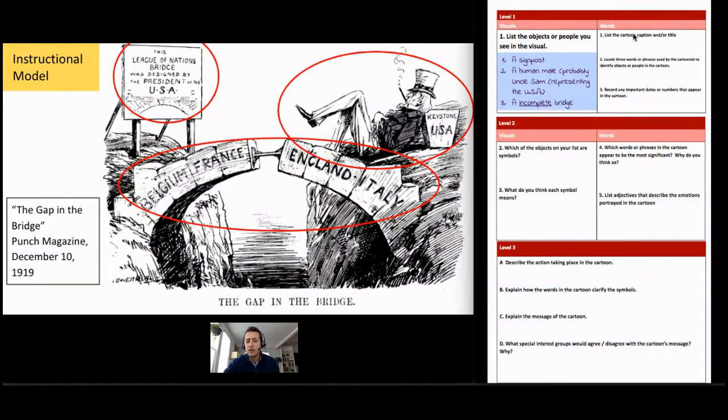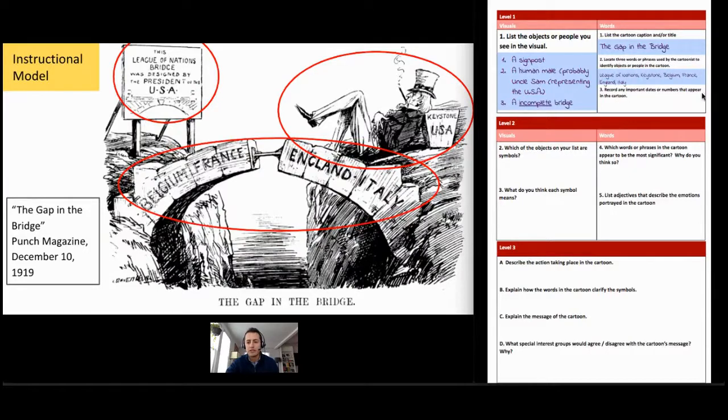Then the cartoon analysis sheet asks me to list the cartoon caption or title. And so the title of this is The Gap in the Bridge, and it asks me to locate 3 words or phrases used by the cartoonist to identify objects or people in the cartoon. There's a lot of words, but I wrote in the League of Nations, because that's what it's all about. Keystone, because I think that's going to be pretty important. And the bridge itself, which says Belgium, France, England, Italy.